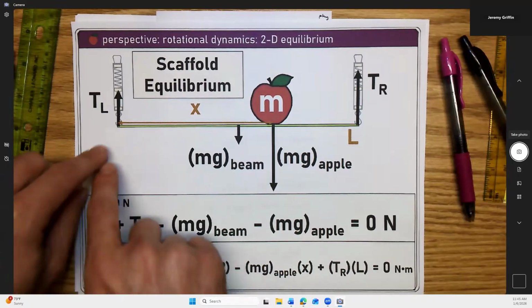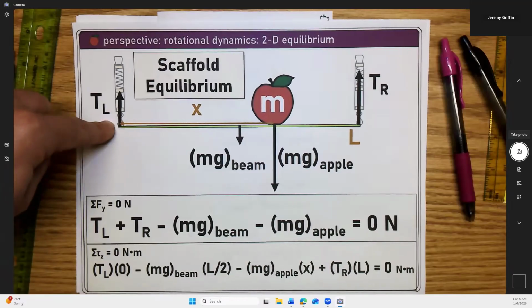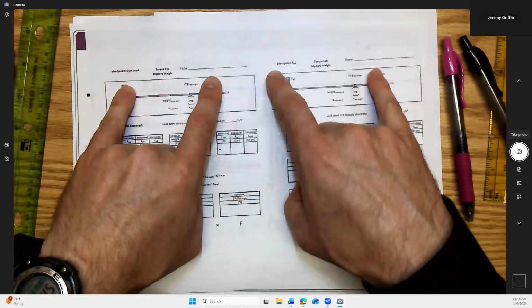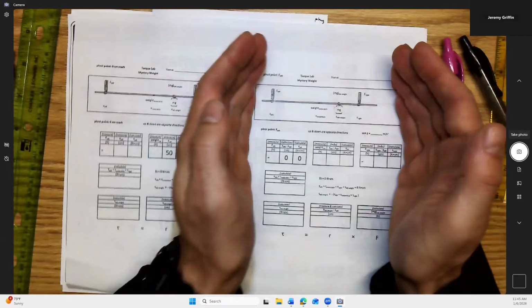But torque, you have to pick a pivot point. Now, this equation exactly, I picked this point right here as the pivot point. Okay. But let's go to your lab and see what this looks like. So now I'm on the side with what looks like scaffolding. You guys see these two? Right. And same as before, I'll go right side first and then left side there.